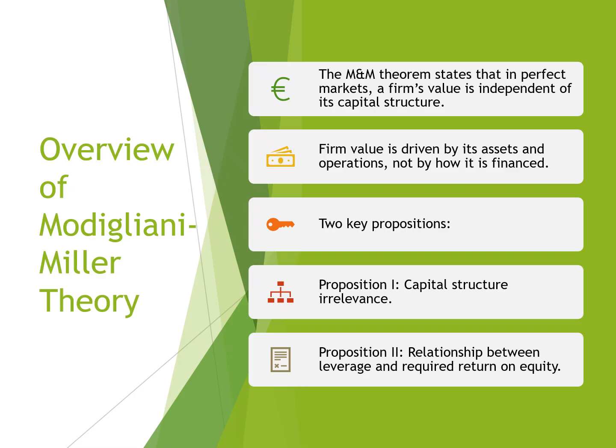The theory has two main propositions. Proposition 1 says that a firm's value is independent of its capital structure, and Proposition 2 explains how leverage affects the required return on equity. As debt increases, equity becomes riskier and demands higher returns.